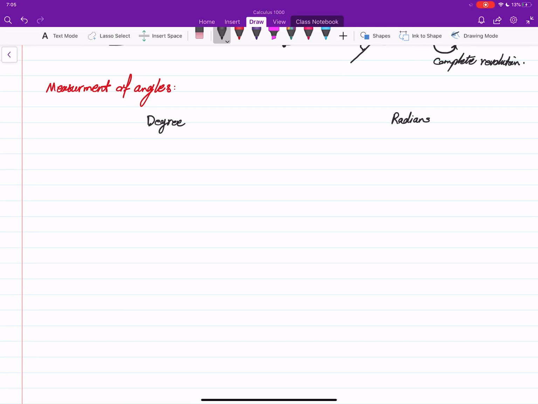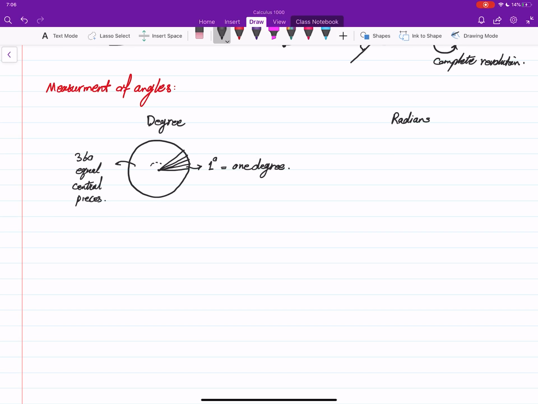Well, how a degree is defined is this. You have a complete revolution, in other words, a full circle. Then start dividing it into 360 equal central pieces. If you do that, each piece is an angle, and that angle is 1 degree. That's how we denote it, 1 degree.